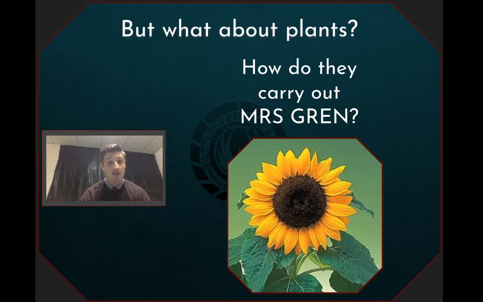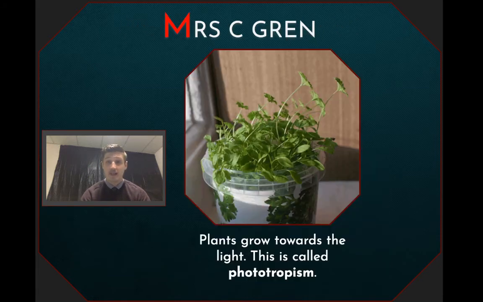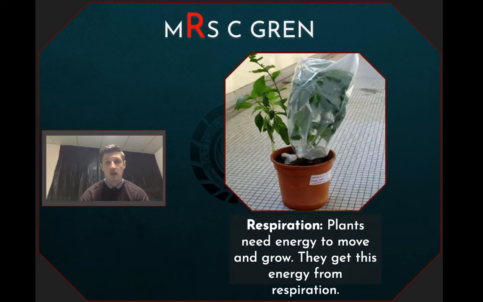Okay, welcome back. Let's see if you're right. Number one, plants grow towards light. This is called phototropism, where they bend towards light, they can direct their leaves. So tick if you got that they move.